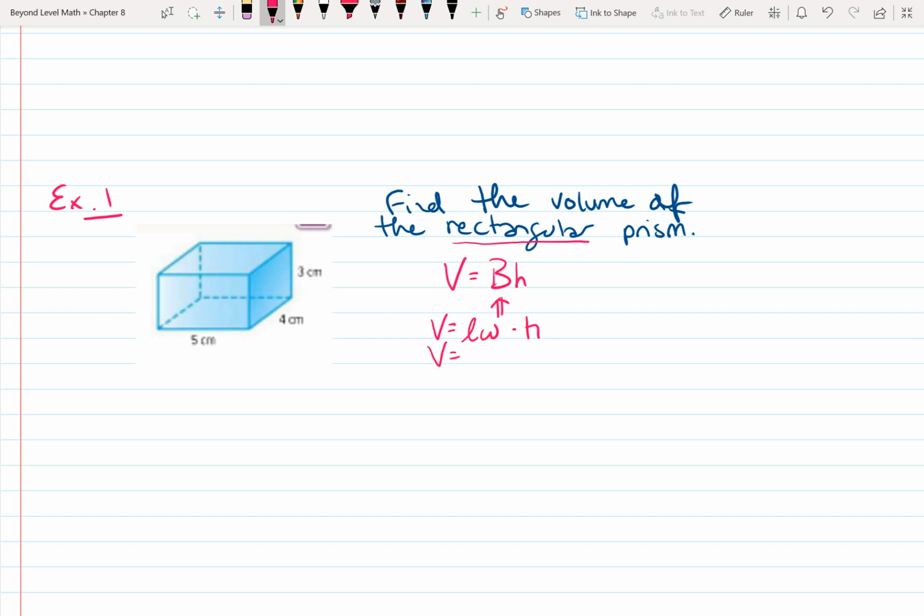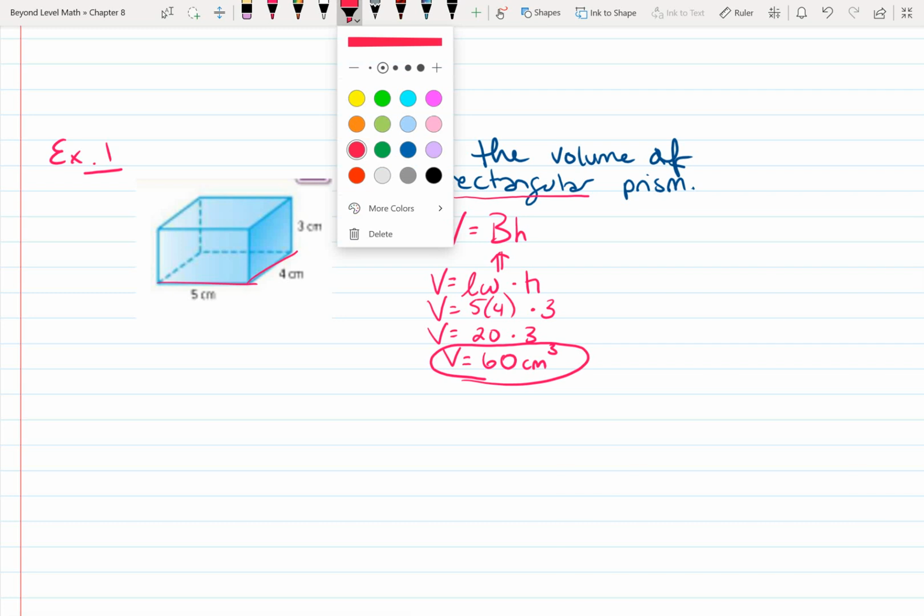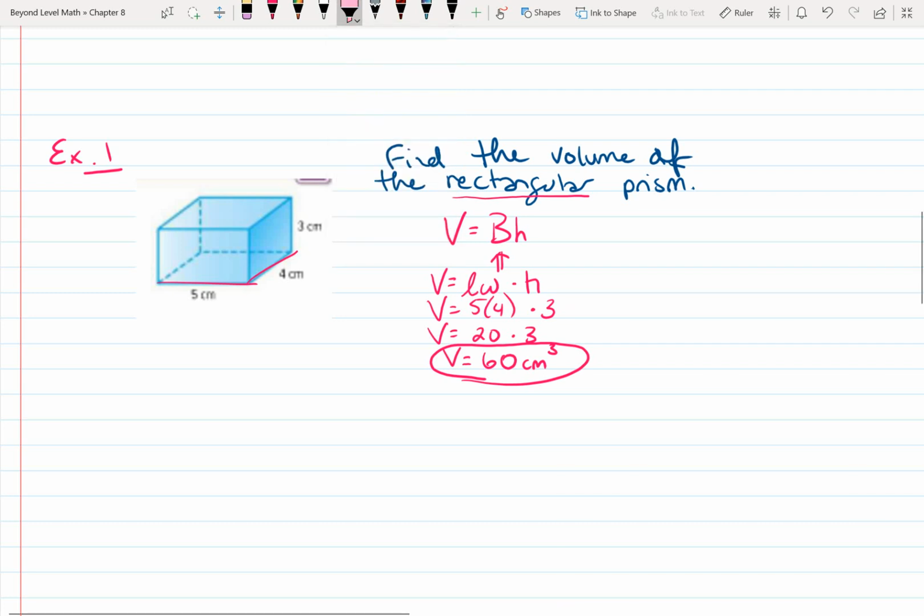So let's call the length 5, the width 4. So 5 times 4 times the height of the prism. It is 3 centimeters tall. So 5 times 4 gives us 20 times 3. We get 60 centimeters cubed. Remember, you're cubed, not your squared. So it's pretty basic once you know what you need to plug in. Again, you have to start every single time with this original formula and then break it down.